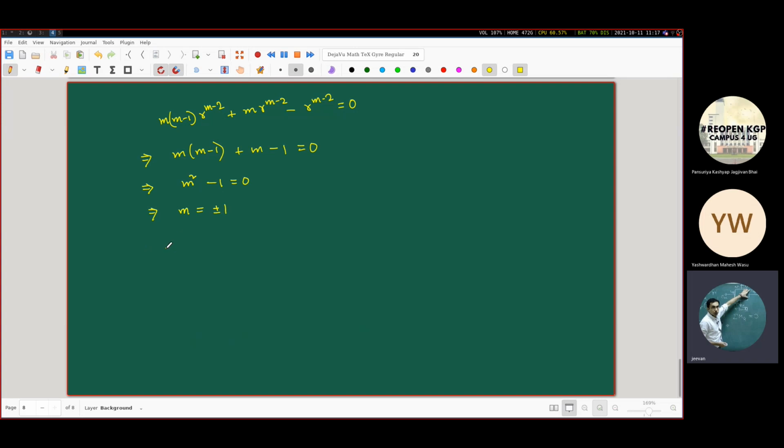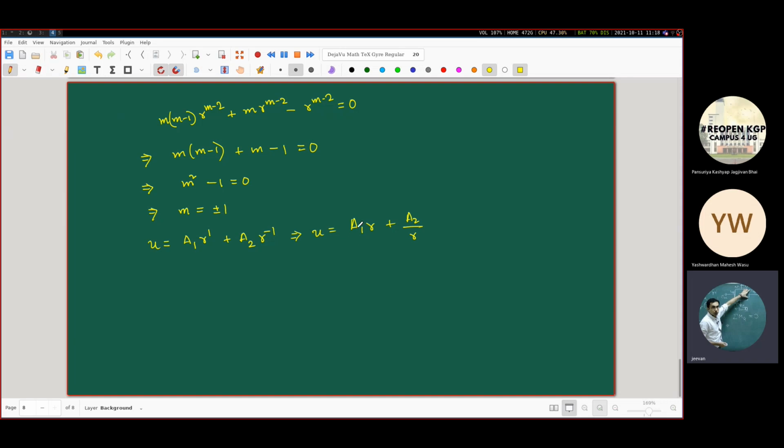And based on this, we can construct our general solution for u by writing it as a1 r to the power 1 plus a2 r to the power minus 1. So this is simply u is equal to a1 r plus a2 by r. Please note that this a1 and this a2 are still unknown constants. We have to find them out.